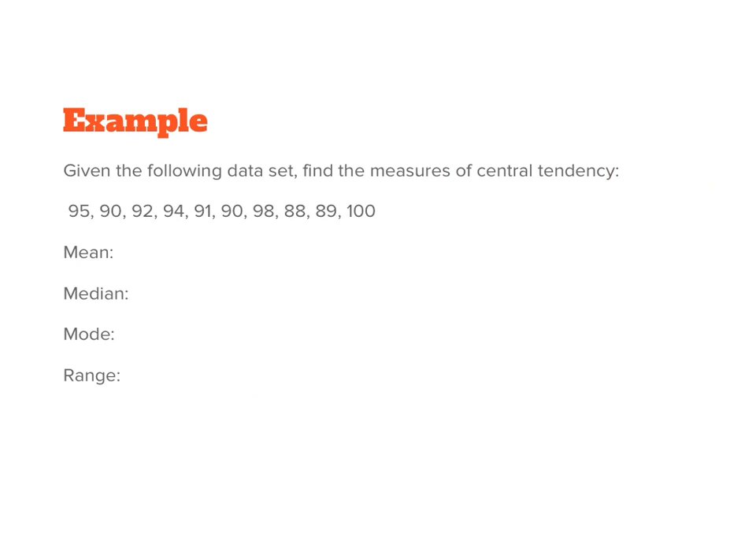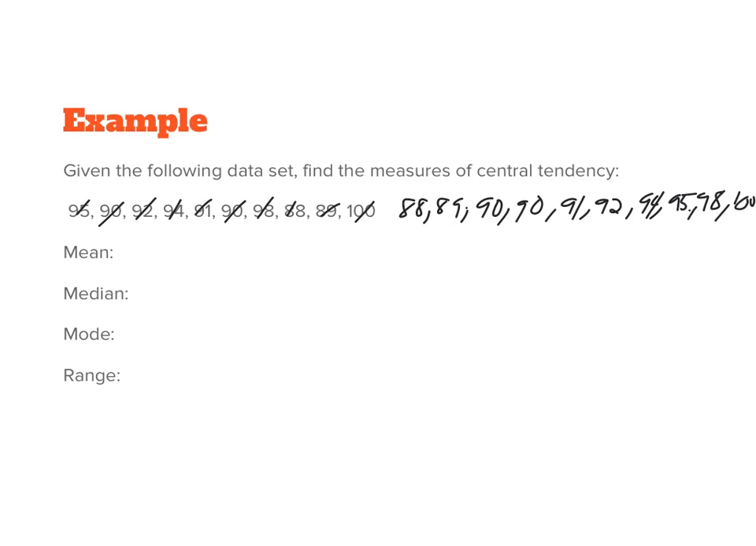We've got another new data set here. Again, always want to start with putting them in order. I see an 88, an 89, two 90s, a 91, a 92, 94, 95, 98, and 100.